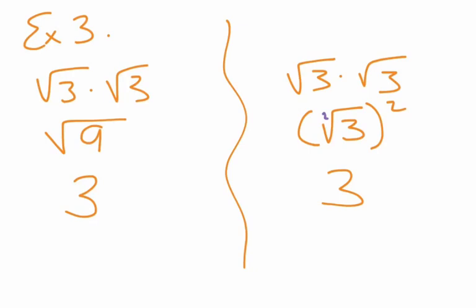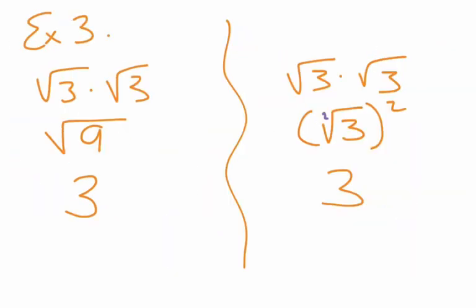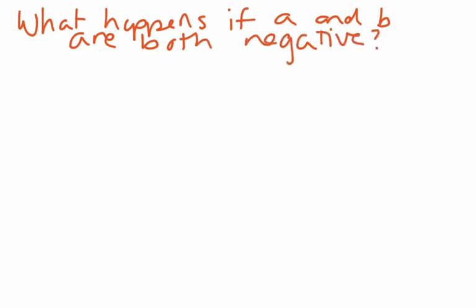Now, let's address this idea here, that it only works if A and B are not both negative. So that raises the question, what happens if A and B are both negative? Why doesn't it work? Can we kind of get our head around why it doesn't work?